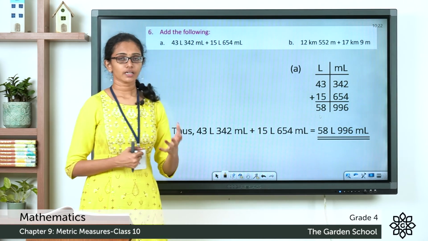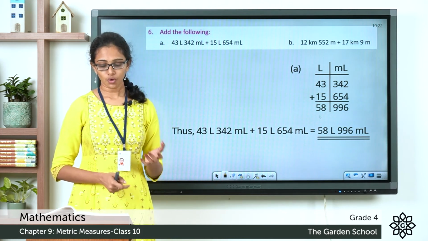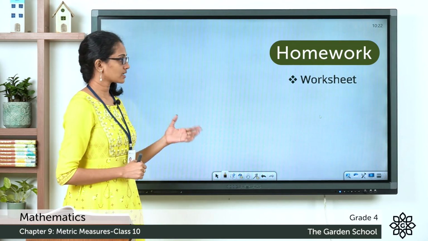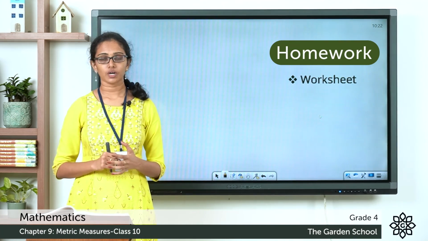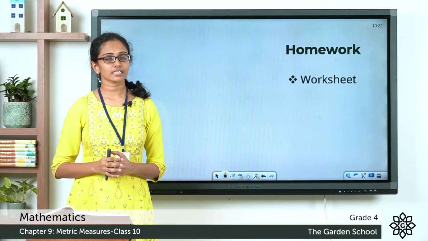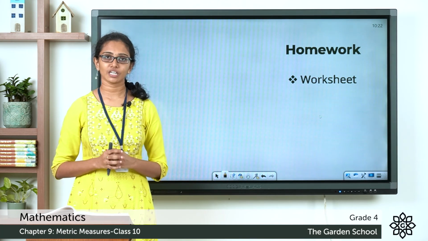So make sure you are completing all these questions in your notebook, and then you have to move on to the next page, page number 139. So there you can see a worksheet. You have to do the worksheet as a homework for the day. And children, we have done all the exercises from this chapter, chapter 9, metric measures. I hope all the concepts are clear to you.